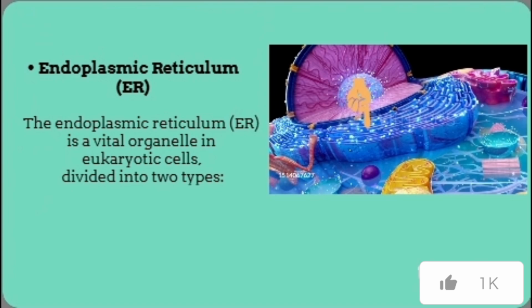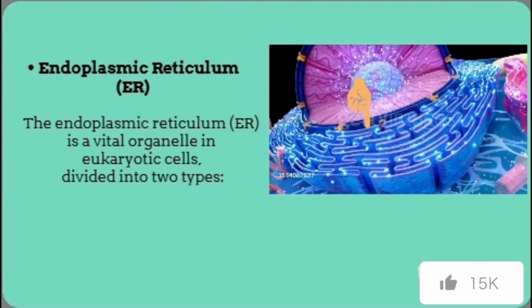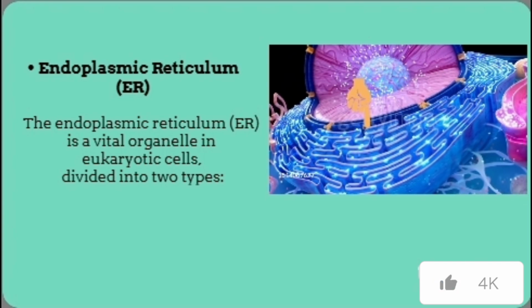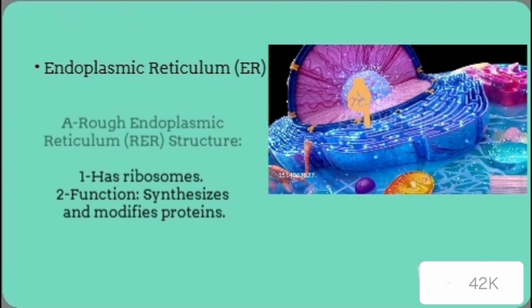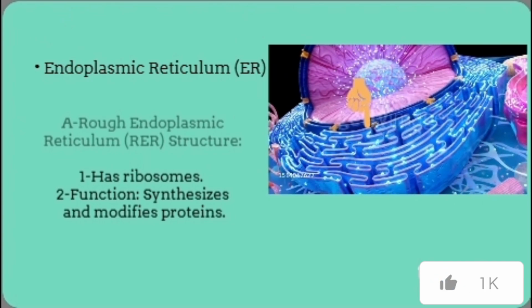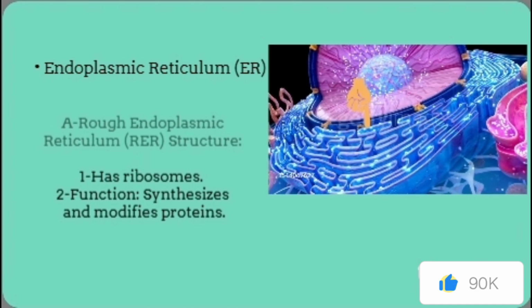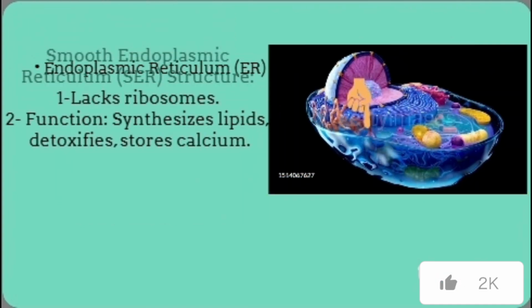The endoplasmic reticulum is like a busy network of passageways inside eukaryotic cells, and it comes in two types. A. Rough endoplasmic reticulum, RER. Its structure is covered with ribosomes, which makes it look rough. Its function is to make and process proteins. It also helps proteins fold properly and add sugars to them.